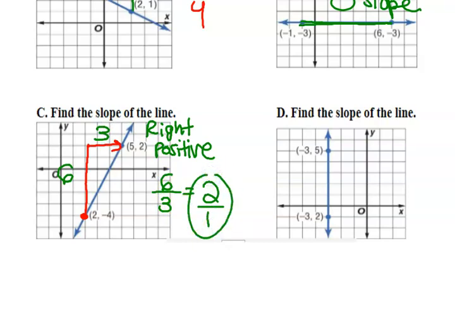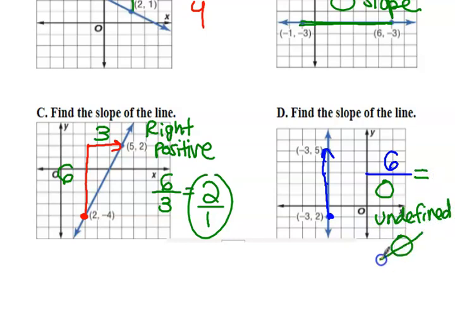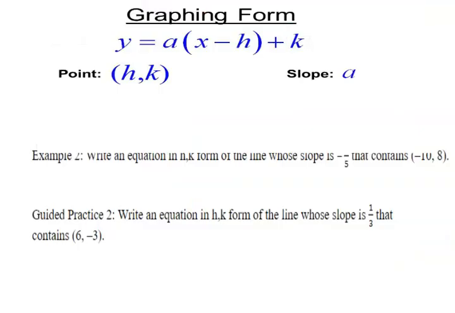All right, now this one's the opposite. It's a vertical line, so I went straight up. So 1, 2, 3, 4, 5, 6. 6 is my rise. I did not run at all. Okay, so the run is 0. So 6 over 0 is called undefined. That means that your slope doesn't work. 6 divided by 0. You can't divide by a 0. So if you put it in your calculator, it would say error. Okay, so undefined.